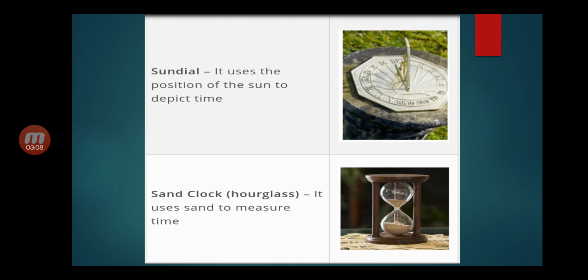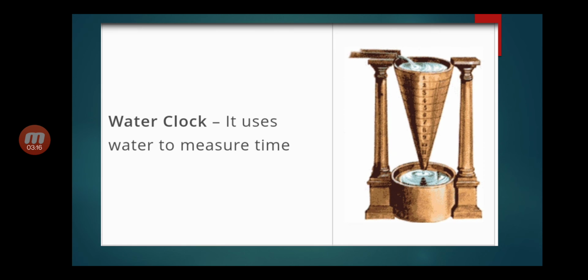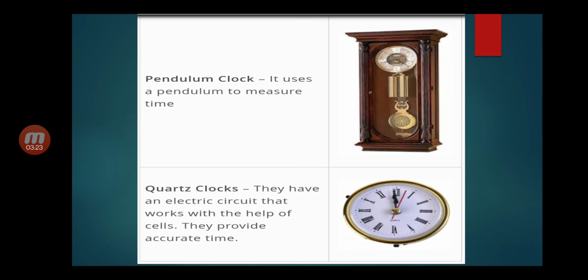Sundial. It uses the position of the sun to depict time. Sand clock. It uses sand to measure time. Water clock. It uses water to measure time. Pendulum clock. It uses a pendulum to measure time. Quartz clocks. They have an electric circuit that works with the help of cells. They provide accurate time.